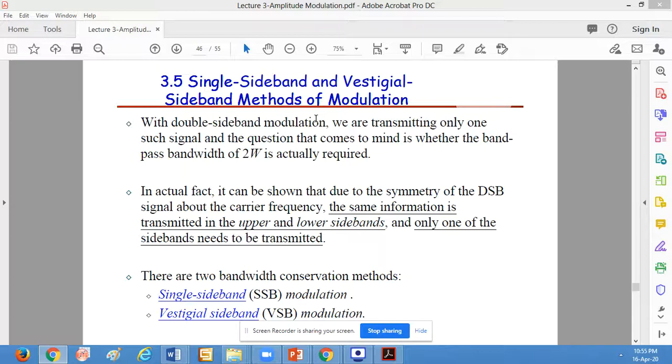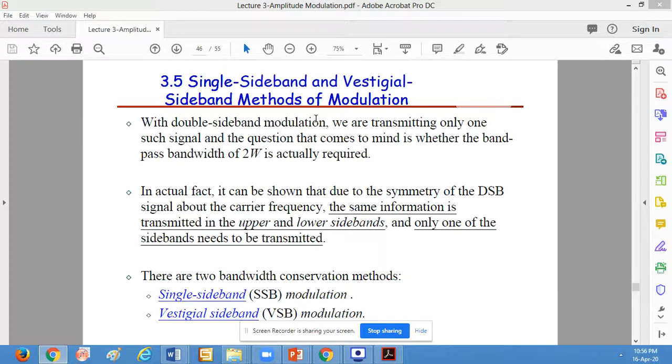So up till now, with the double sideband modulation, we are transmitting only one signal, and the question that comes to our mind is whether the bandwidth of 2W, where W is the bandwidth of the message signal, is actually required or not. We have the two sidebands available in the full carrier as well as in the double sideband suppressed carrier, and the same information is transmitted in the upper sideband as well as the lower sideband. Means we have the two sidebands containing the same information.